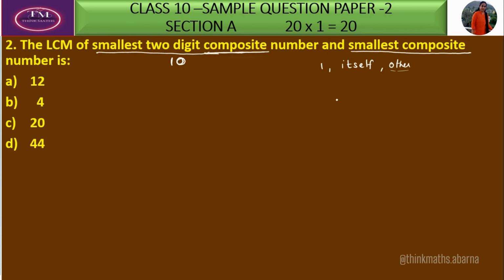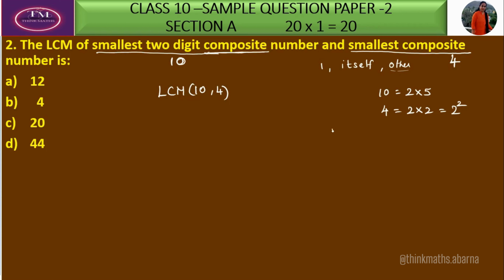Which is the smallest composite number? 1 is not composite, 2 is not composite, 3 is also not composite, 4. If we take 4, it is divisible by 1, 4 and another number, 2. So the smallest composite number is 4. Now we have to find out LCM of 10, 4. 10 can be written as 2 into 5. 4 can be written as 2 into 2, which is 2 square.